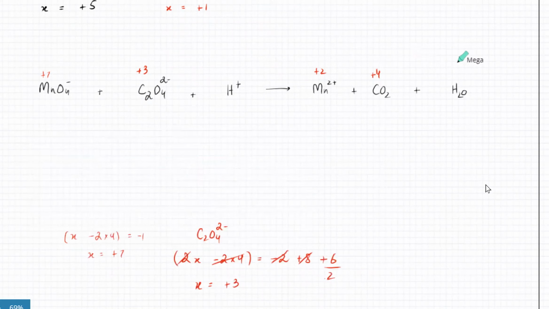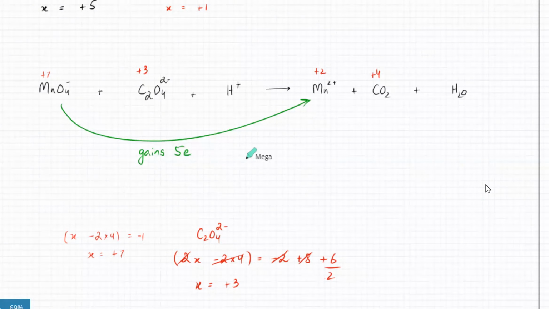All you have to do now is figure out who's getting reduced and who's losing electrons, who's gaining electrons. So Mn goes from plus 7 to plus 2. That means it gains 5 electrons. It's getting reduced. Carbon goes from plus 3 to plus 4. Remember, the oxidation state is for one of the atoms. So one of the carbons is going from plus 3 to plus 4. That means it lost how many electrons? 1 electron, actually, just one.